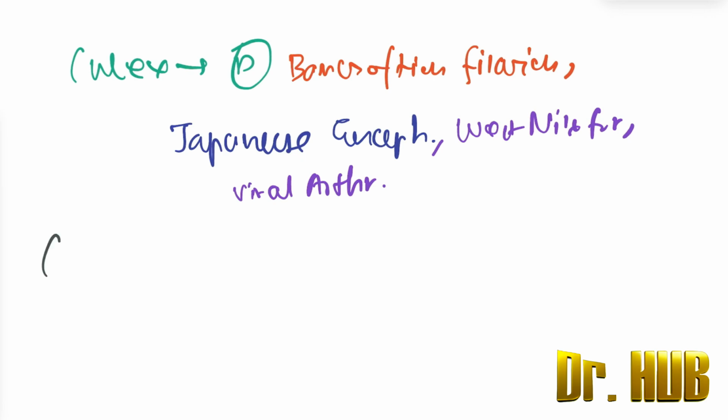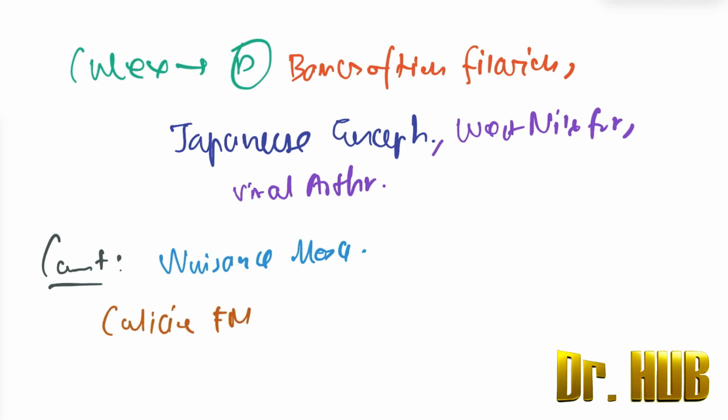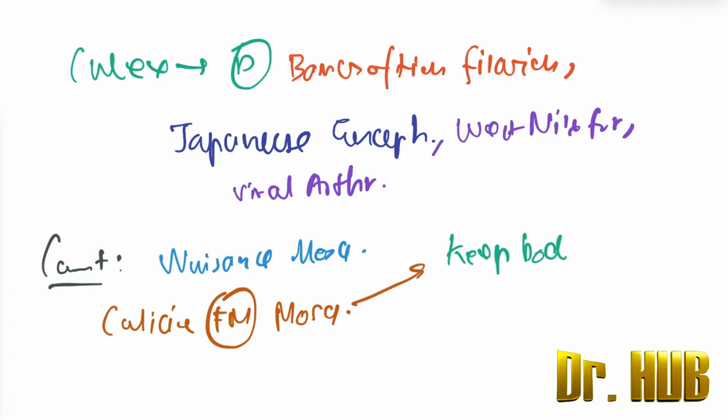Now let's see some important comments. This is called the nuisance mosquito. The culicine female mosquitoes keep their body horizontal while feeding.